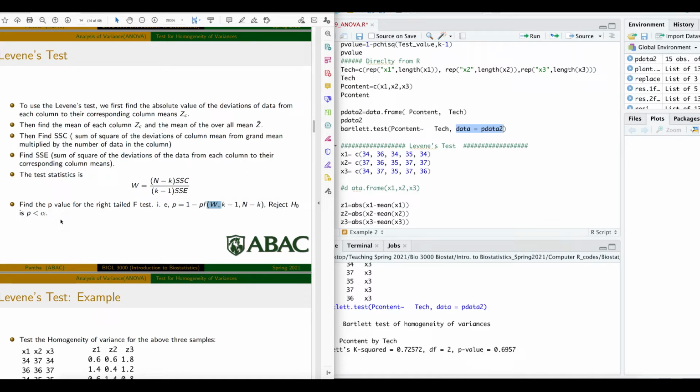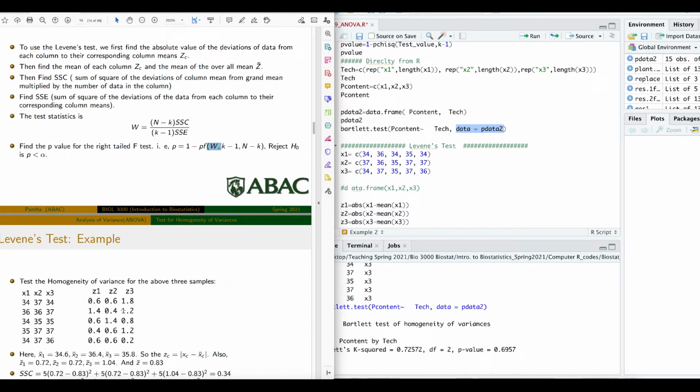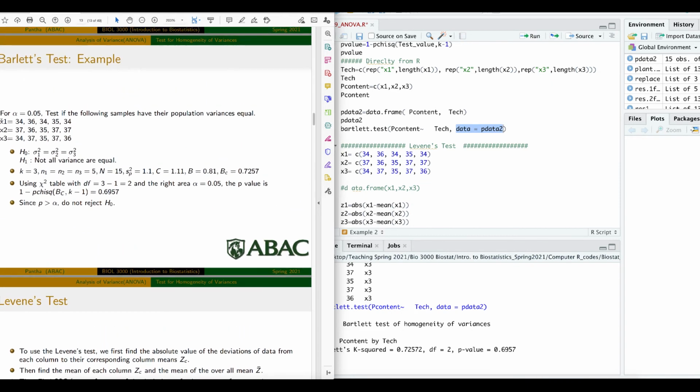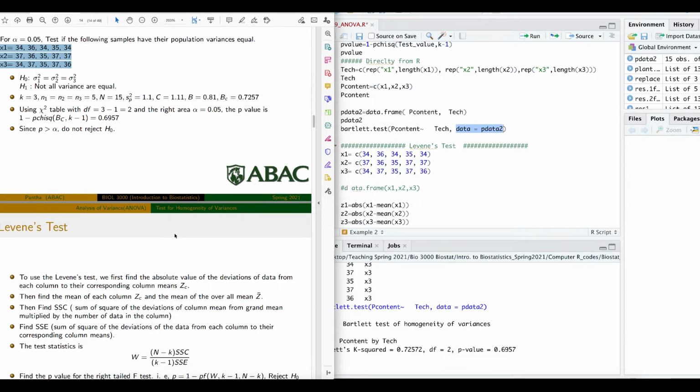So these are the steps, similar to the one way ANOVA. I'm going to do it manually first, and then I will show you how to do it in R directly as well. Okay, so the example here is to test the homogeneity of variance for the above 3 samples problem. This is exactly the same sample I am picking, and I want to test the homogeneity of variance using the Levene's test. I will discuss later why Levene's test and why Bartlett test, and in which condition Levene's test is better, but for now let us do this example.